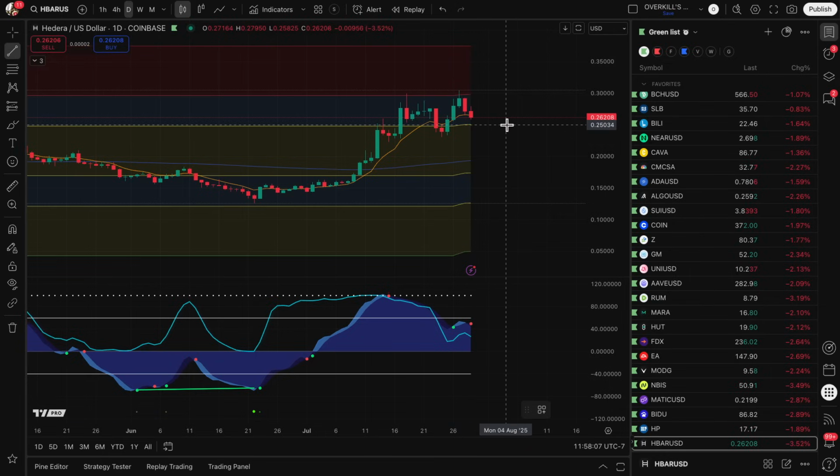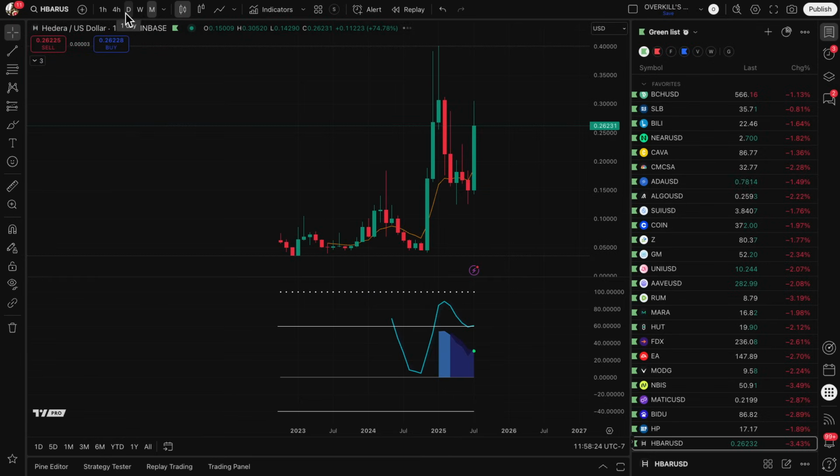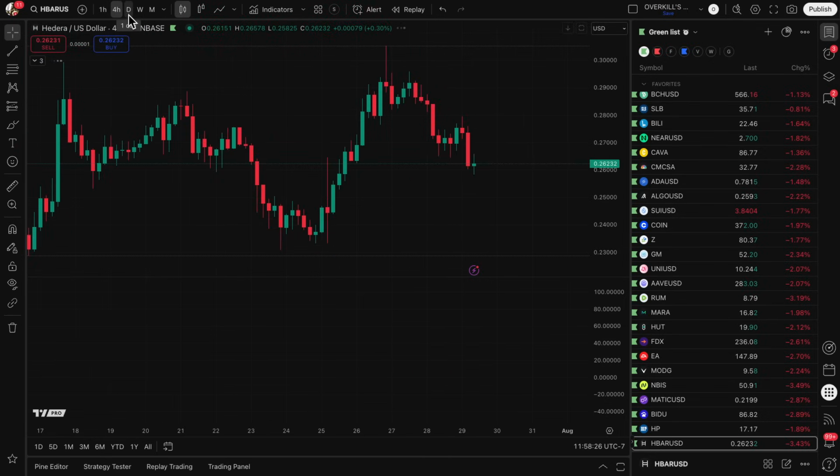I don't think this would be a bad place to potentially trim some, in case we do correct back down into 20. You got a red dot today, you had a red dot there. So this range is looking like a place where it's trying to build support. If that fails, we'll most likely come back down to 20. But again, as long as the monthly is green, we are looking for opportunities to add.